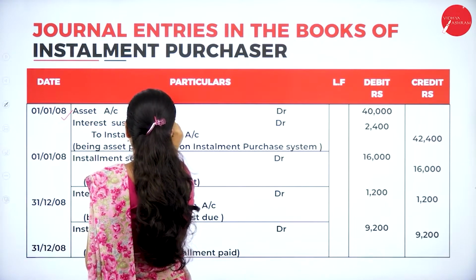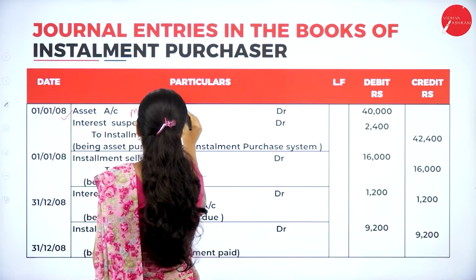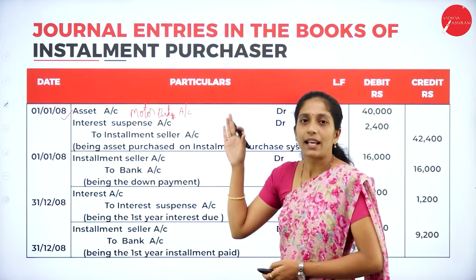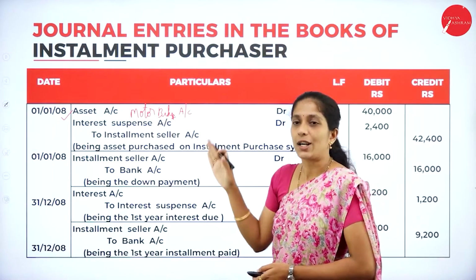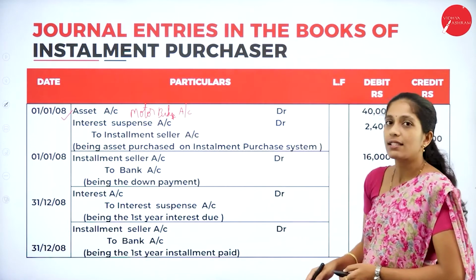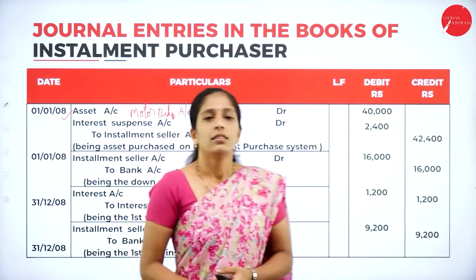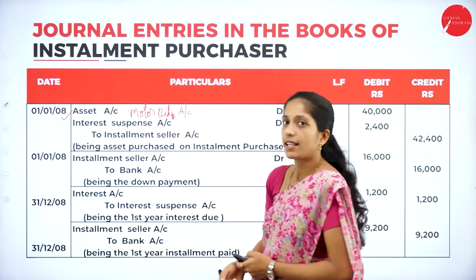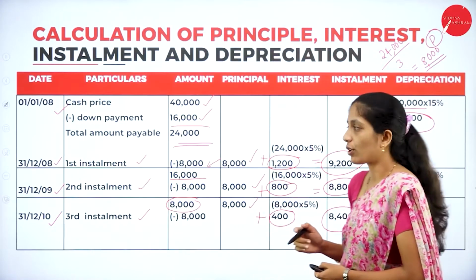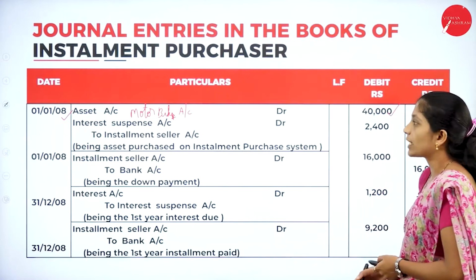So either you can write asset account or you can write motorbike account. Debit motorbike account, interest suspense account, credit installment seller account, being asset purchased on installment purchase system. Now what is the amount for asset account? The cash price of the asset. So what is the cash price? That is 40,000. So record this 40,000.